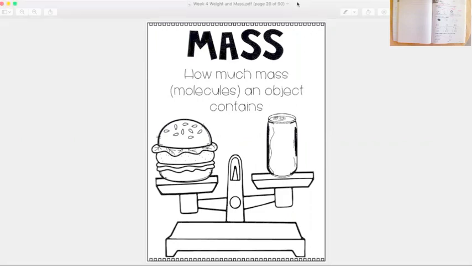So mass is how many molecules an object contains. So how much can fit inside, or how much makes up an object, which if you look at the scale, it's just a fancy way for saying how heavy is it in fancy terms. We're basically doing the same thing. We are seeing how heavy it is.